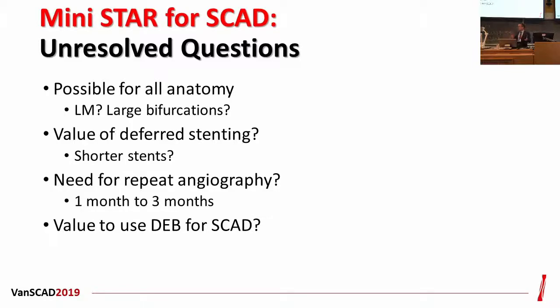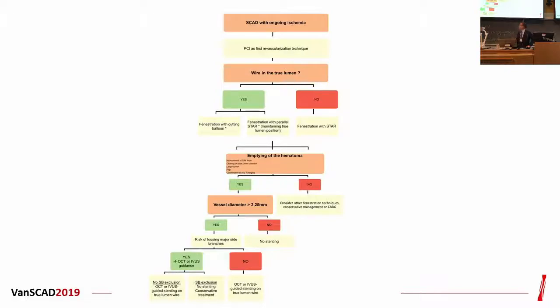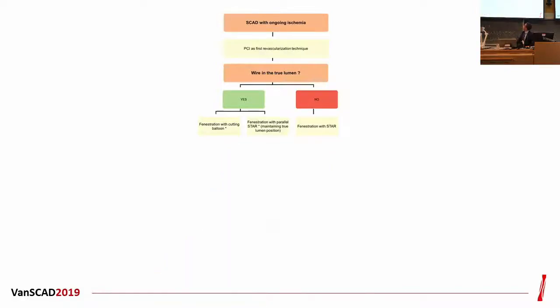Is there any value of deferred stenting? Do you always need to stent? Do you need to repeat the angiogram? Is there any value of DEB? We proposed this in the publication we submitted. It's a bit extending to what you presented. So basically it's like, you've got a SCAD with ongoing ischemia, and so PCI should be your first therapy.